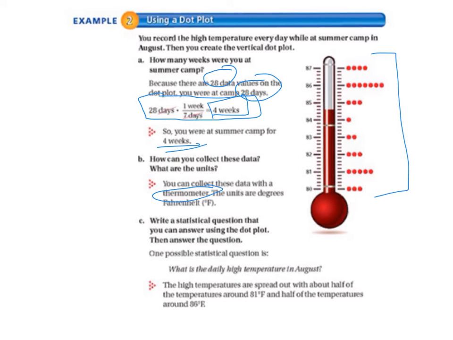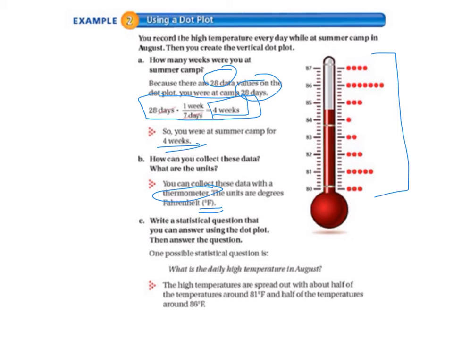So if you want to check the temperature, you use a thermometer. The units are degrees Fahrenheit. And that's really important that you recognize that not all degrees are the same. We have degrees in a circle, and then there are also different kinds of temperature degrees. There's degrees Celsius and degrees Fahrenheit are the two most common.